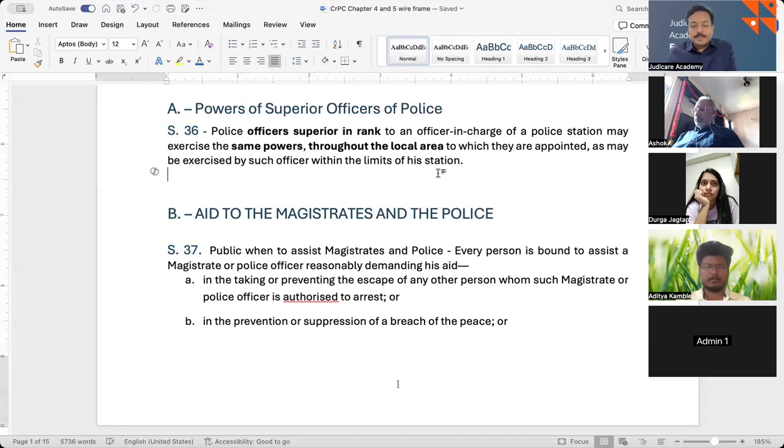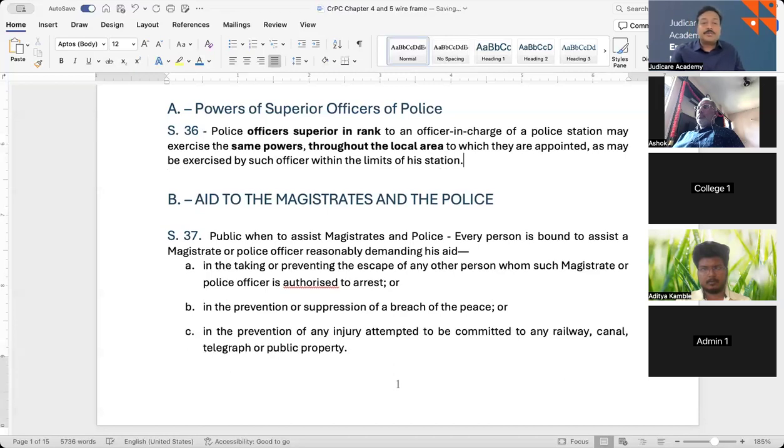So the first section says public when to assist magistrates and police. Section 37 is about when a person from the public or a group of people from the public can assist a magistrate and police. Every person is bound to assist a magistrate or police officer reasonably demanding his aid in the taking or preventing the escape of any person whom such magistrate or police officer is authorized to arrest, or in the prevention or suppression of breach of peace, or in the prevention of an injury attempted to be committed to any railway, canal, telegraph, or public property.